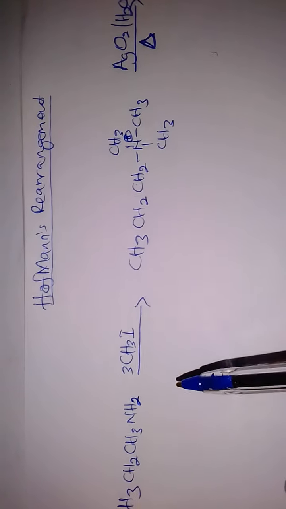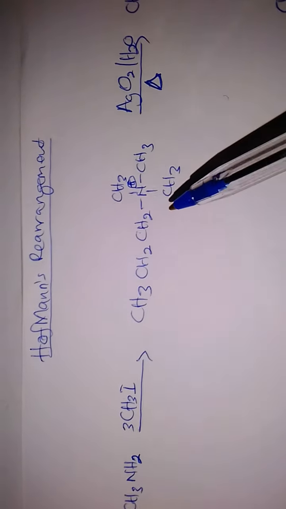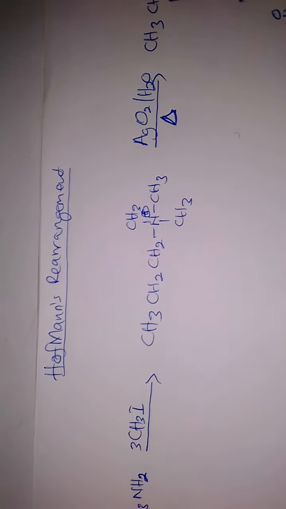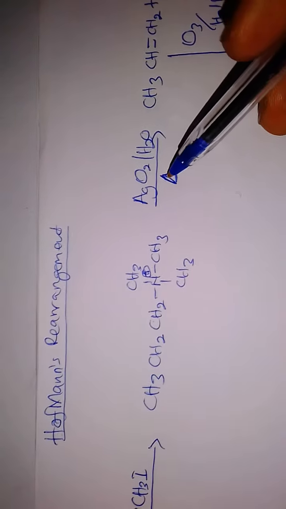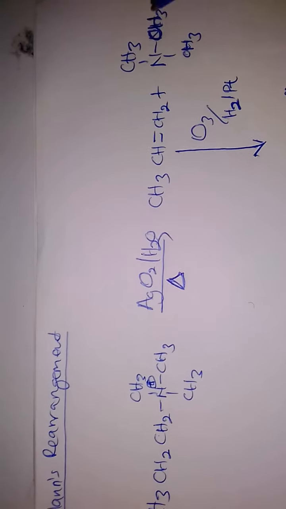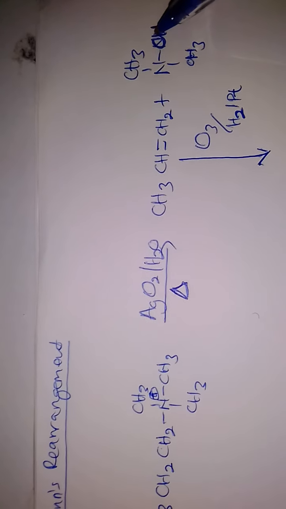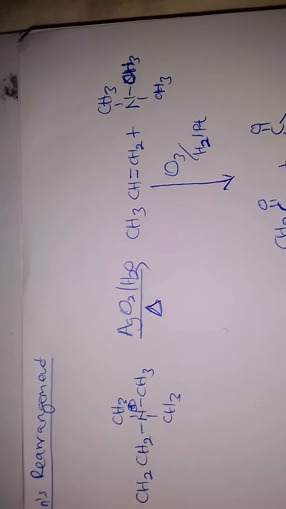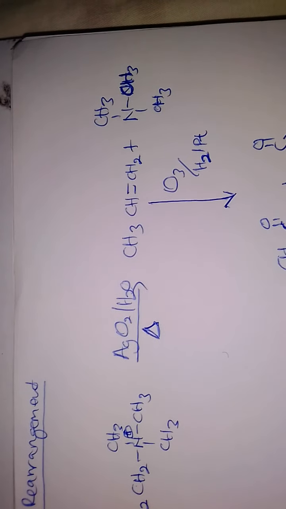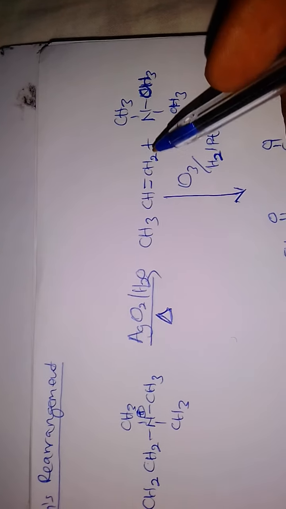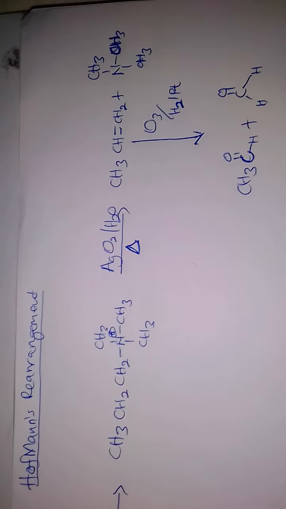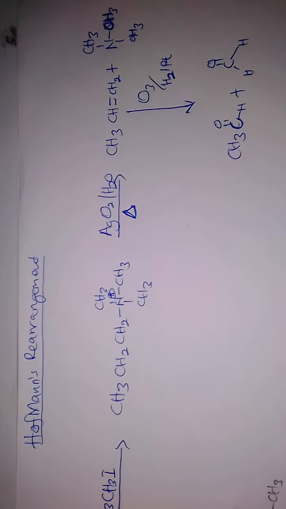So basically, this is the basic principle of Hofmann's rearrangement reaction. It says that when you have a primary amine, then you add an alkyl halide, you're going to generate an ammonium ion. And this one, being an unstable compound, will undergo an E2 elimination reaction when you add silver oxide and heating to generate an alkene and a tertiary amine. And the alkene can undergo several reactions, which include oxidation by ozone. This ozone can cleave the double bond and form an aldehyde at this portion as well as this portion. So basically, this is all about Hofmann's rearrangement reaction.